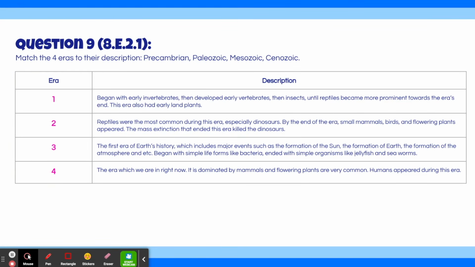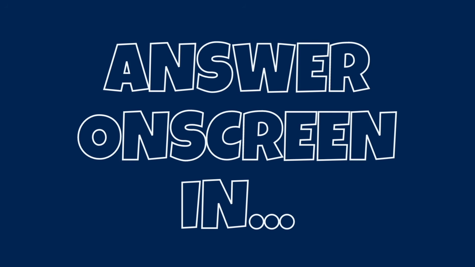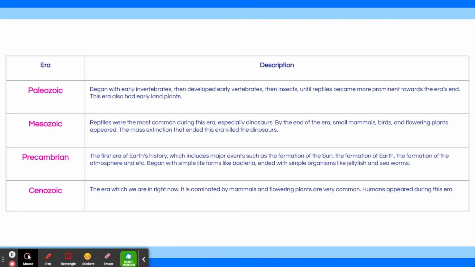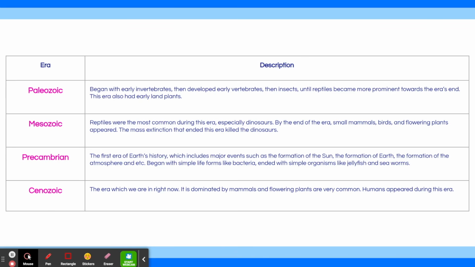Go ahead and pause the video here so you can get more time to look at the table. This is the full table. The first was Paleozoic, second Mesozoic, third Precambrian, and fourth Cenozoic. These aren't in the actual geological order of the eras. I'm just saying the first answer was Paleozoic, second Mesozoic. What's really important to know from this table is that the Cenozoic era is the current era, and that the Mesozoic era was when dinosaurs existed.